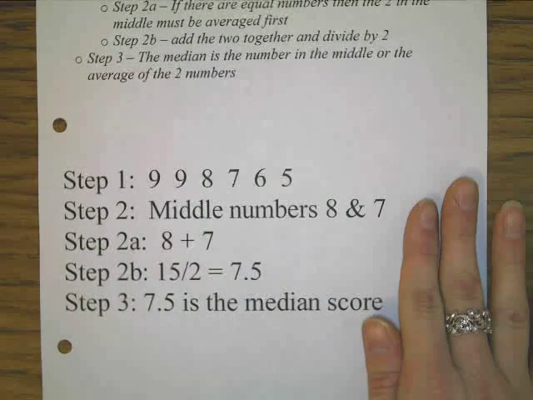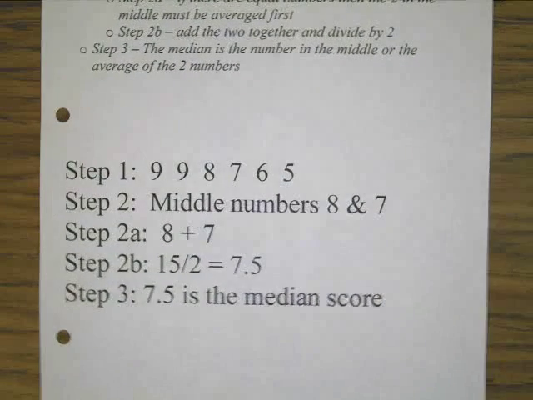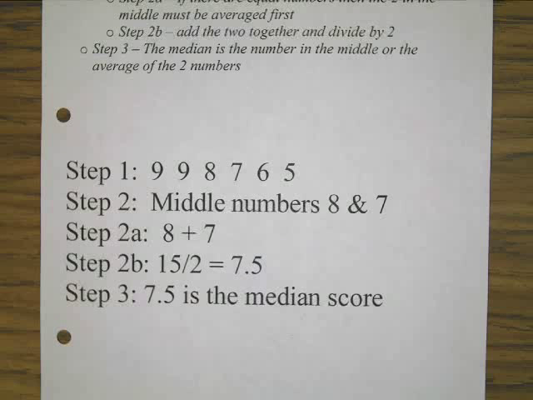All right, so step 1 is to rearrange the numbers in order. And I went from highest to lowest. If you went from lowest to highest, it doesn't matter, but you need to put them in order. So I have 9, 9, 8, 7, 6, and 5. Step 2 is to find the middle numbers. We have an even set, so we have 2 middle numbers, 2 numbers that fall in the middle. Ours are 8 and 7.